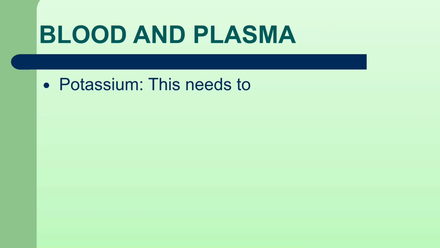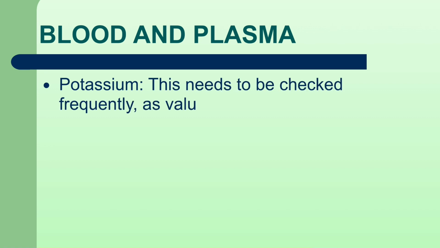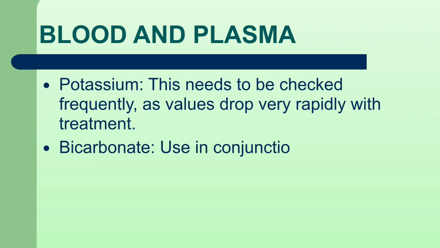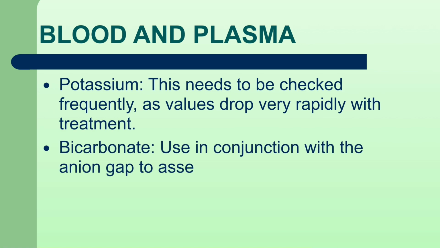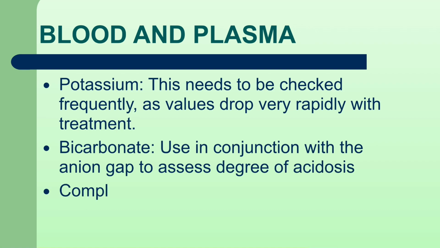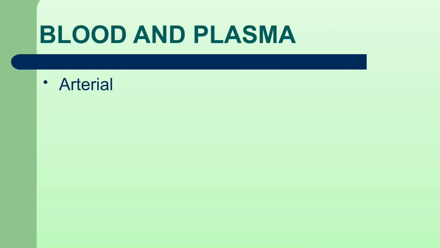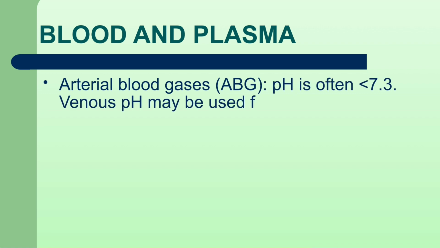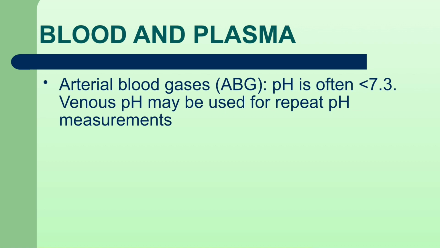Potassium. This needs to be checked frequently, as values drop very rapidly with treatment. Bicarbonate. Use in conjunction with the anion gap to assess degree of acidosis. Complete blood count, CBC. Arterial blood gases, ABG. pH is often less than 7.3. Venous pH may be used for repeat pH measurements.